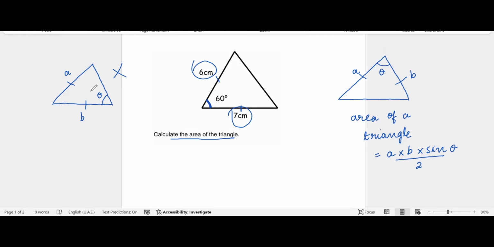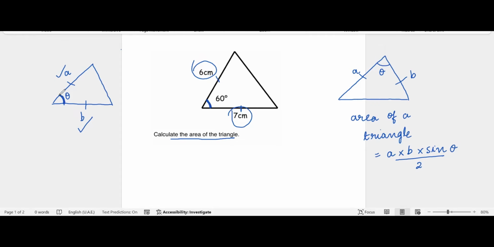We can only use the area of a triangle formula if two sides and the angle connecting those two sides are given, which means this is the angle that is connecting the two sides. We say this angle is the included angle. That is the mathematical term. So the area of a triangle formula I have written, A times B times sine theta divided by 2, can be used only if two sides and the included angle connecting those two sides are given.